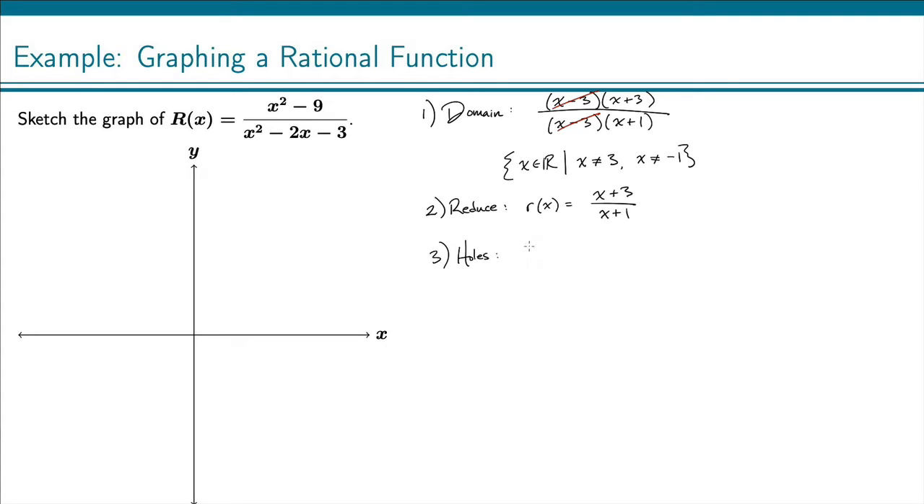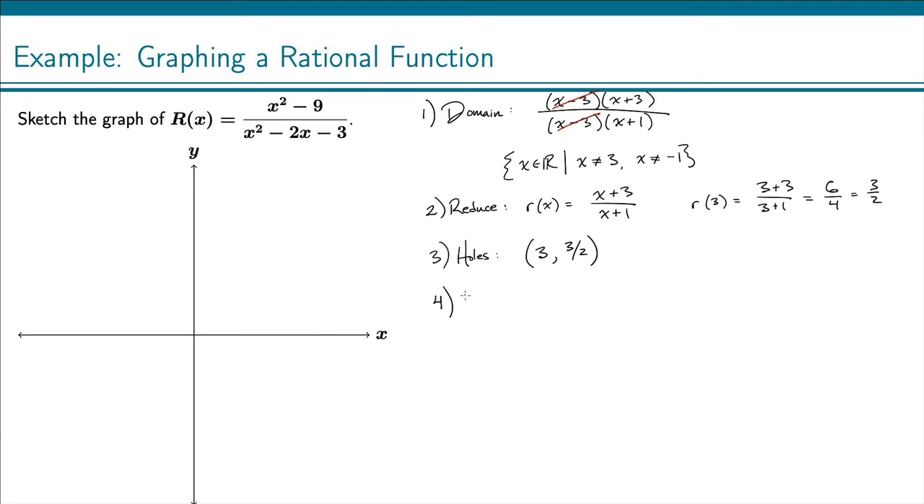Now to get the y value, I need to plug that 3 into the reduced form. So r of 3 is 3 plus 3 over 3 plus 1, which is 6/4 or 3/2. So that's the y coordinate of the hole. That's the only value of x that works in the reduced form that doesn't work in the original. So that's the only hole.